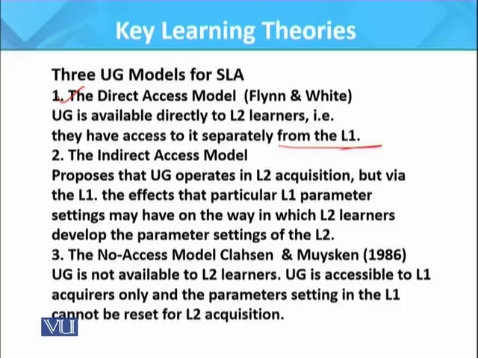The major contribution of Flynn and White is that they conducted experiments to show how this phenomenon is possible. Flynn investigated the development of binding conditions on pronominal anaphora in second language English and whether that development is influenced by the parameter setting of the learner's first language. Flynn compared the performance of two groups of second language learners of English: one from a head-complement first language background, Japanese, and the other from a first language background that is also head-complement, Spanish. The results suggested that there is indeed a significant difference between the two groups. Therefore, they can access universal grammar separately from L1.